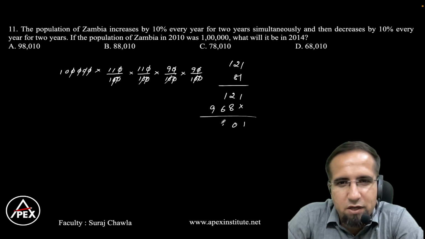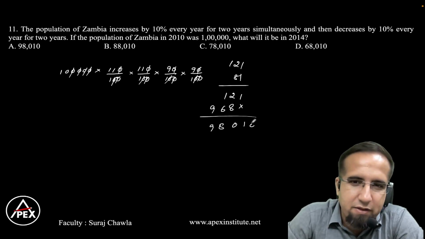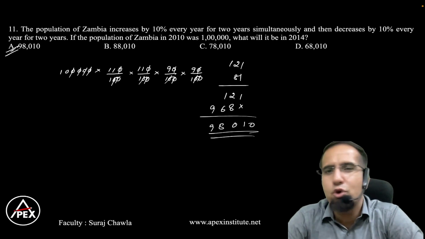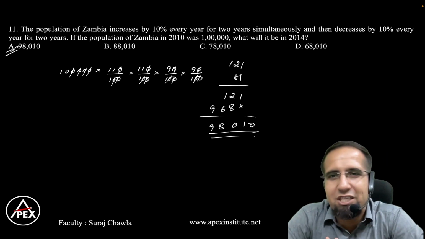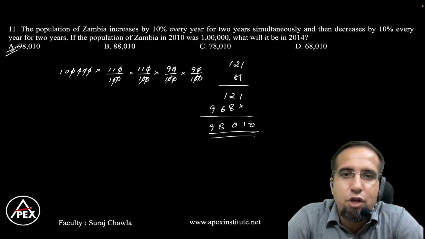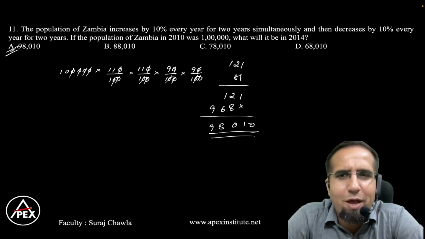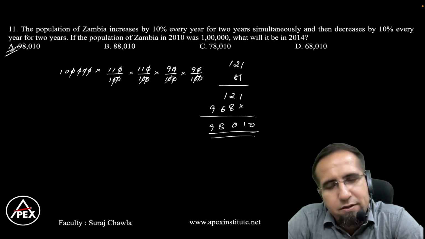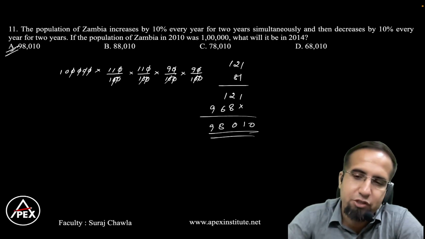So this is 1, this is 0, this is 8, and this is 9. And then we add a 0 to it. So 98010 becomes the final value. No need to apply successive percentage change because we are asked for the final value, and therefore we get the final answer. When do I apply successive percentage change? Basically when the question is asking us for the change required.